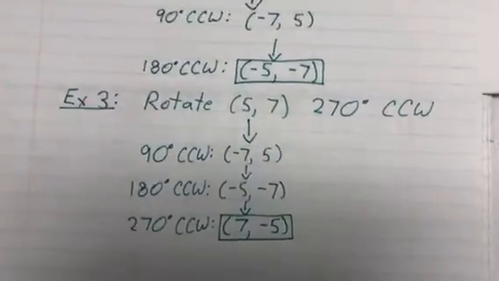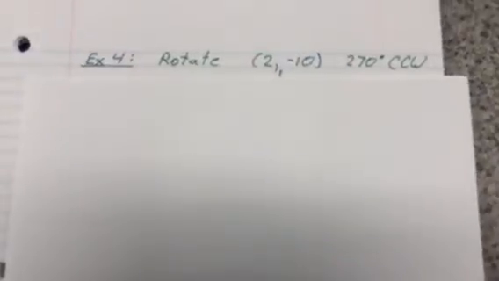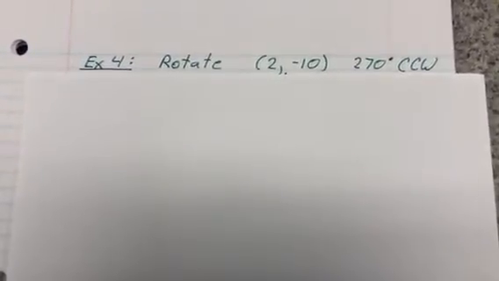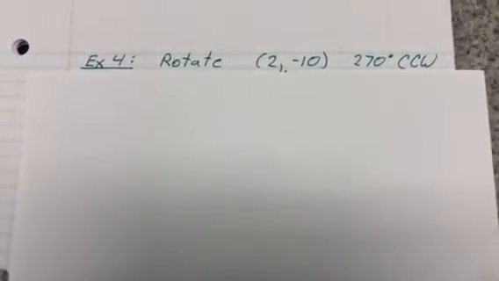Okay, let me show you a couple other examples. Okay, so example 4. I don't know if you saw the answer there. Pretend like you didn't. All right, new point. Rotate 2, negative 10, 270 degrees counterclockwise.